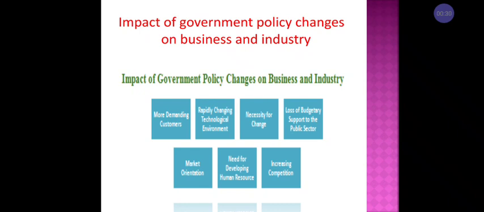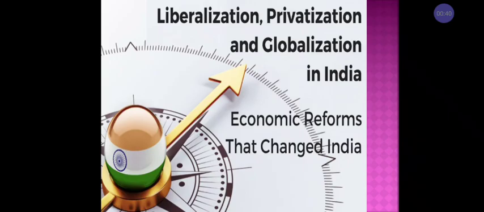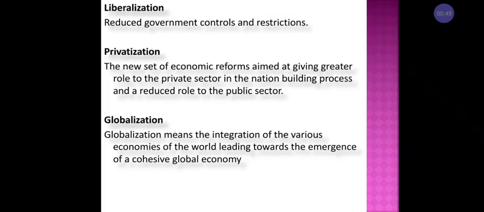What is the LPG model? L stands for liberalization, P stands for privatization, G stands for globalization. For a good understanding, let me explain once again: these are the new economic reforms, and with the economic reforms, the LPG model was introduced. Liberalization means reduced government controls and restrictions. Before 1991, there was no freedom for the private sector. But after the LPG model was introduced in 1991, L gives the meaning of reduced government controls and restrictions.